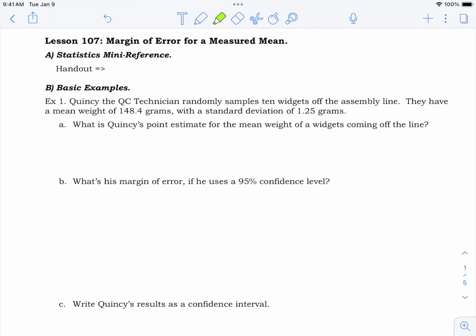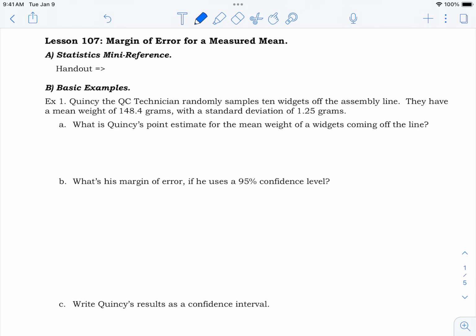Lesson 107, margin of errors again. This time, we're measuring a mean, like the mean weight of koala bears, or mean temperatures. If we're measuring means, you might remember two lessons ago, lesson 105, it was for a measured percentage or a measured proportion. It took us two more lessons to get to measured means because we had to go through the bell curve. So that's why we stopped, did the bell curve, learned about z-scores and that kind of stuff. We're going to need that stuff here as well.